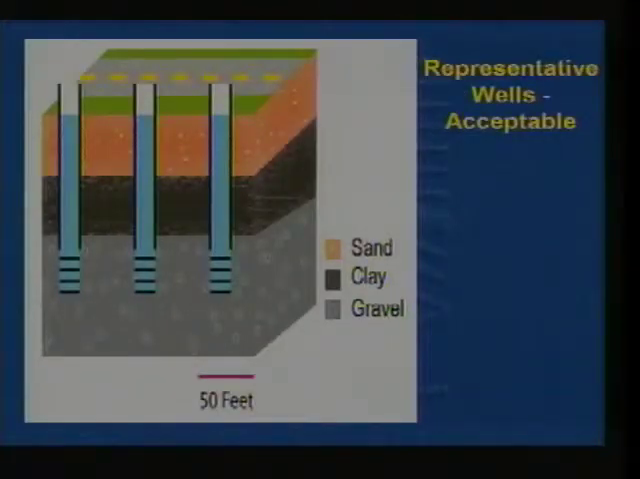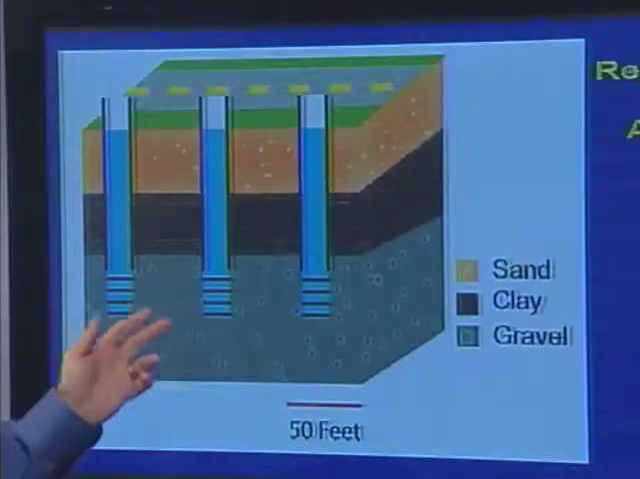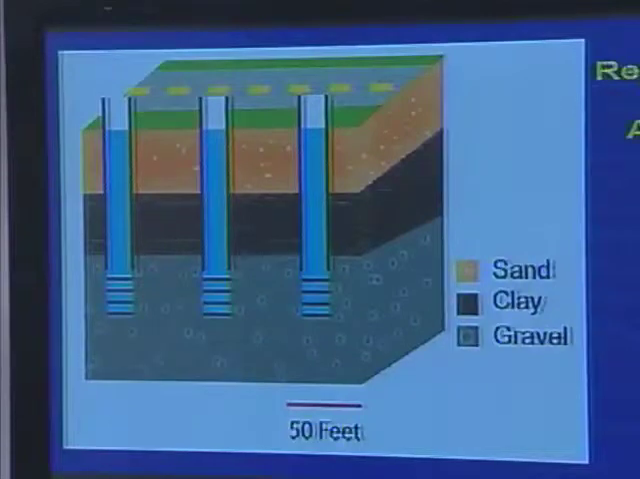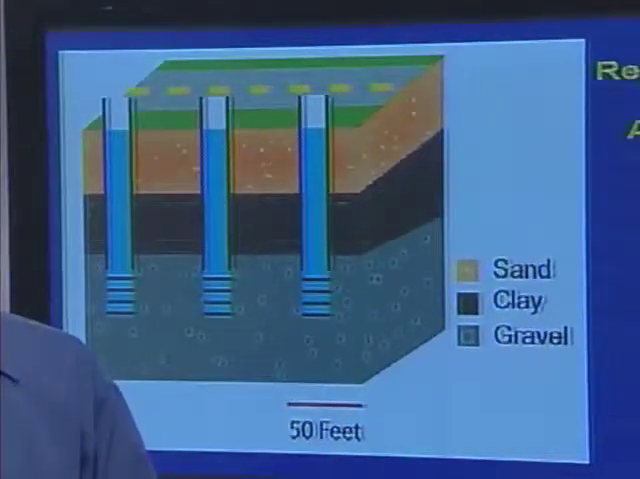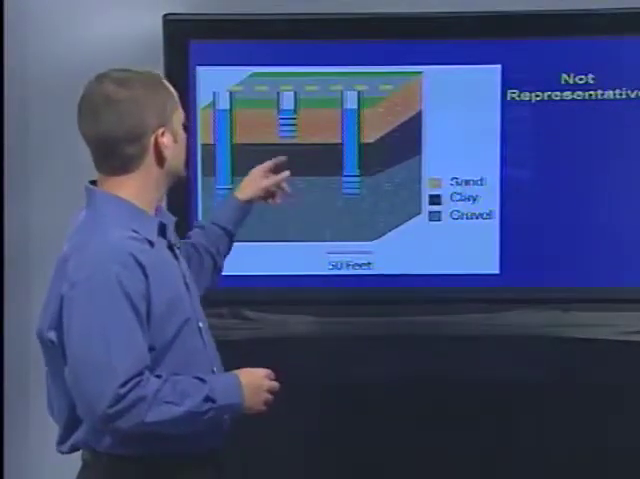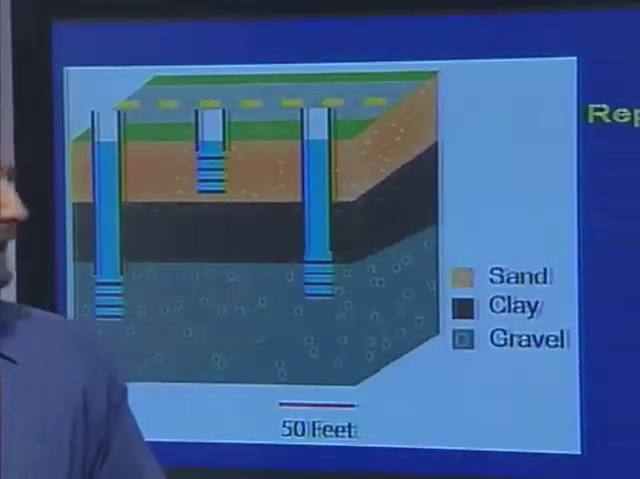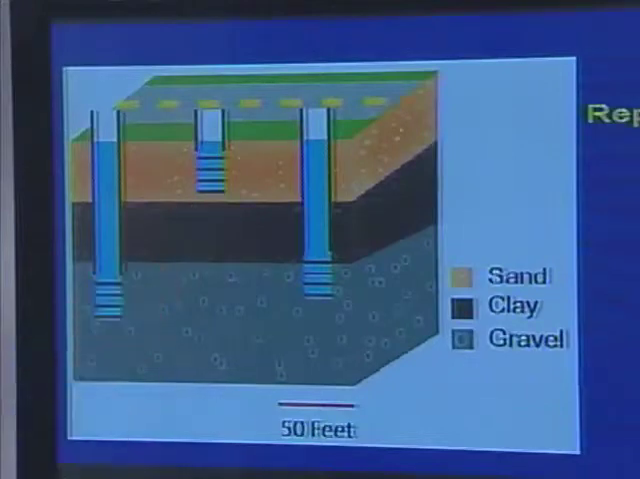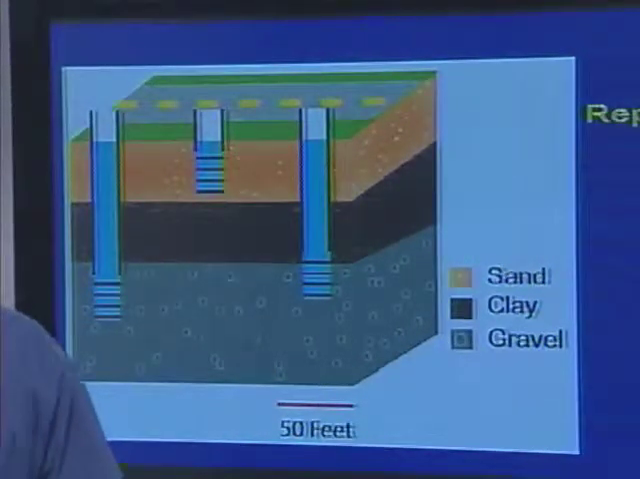Going on to the next slide, I've got some simple examples of representative wells, and you can see in the diagram here, it has 3 wells that are all drilled into this gravel aquifer, all at similar depths, so this is an excellent example of representative wells. The next slide shows 3 wells with one being drilled into a different aquifer. In this case, the well in the middle would not be representative. It's possible that these 2 wells on the ends could be representative of each other.